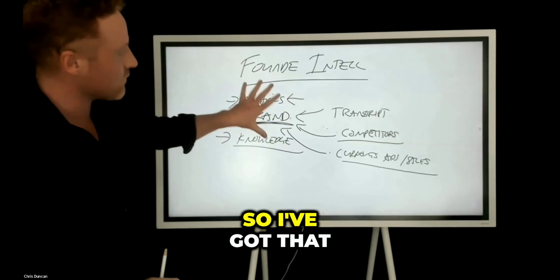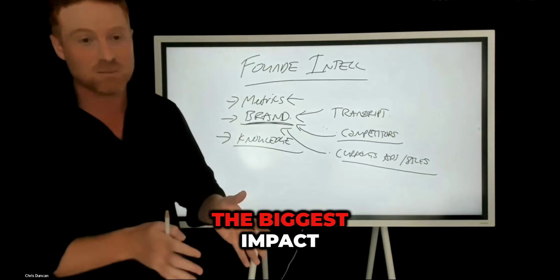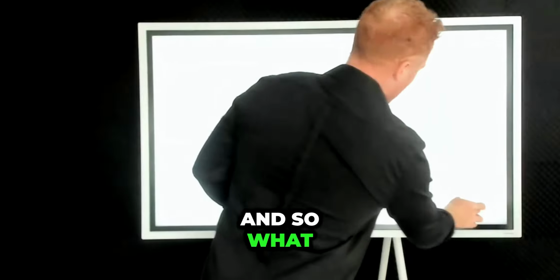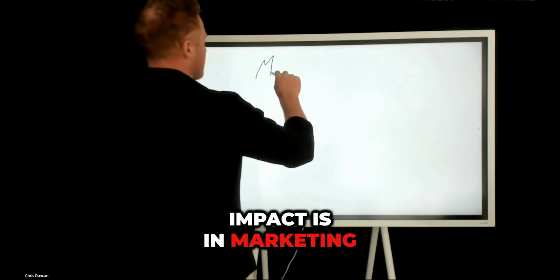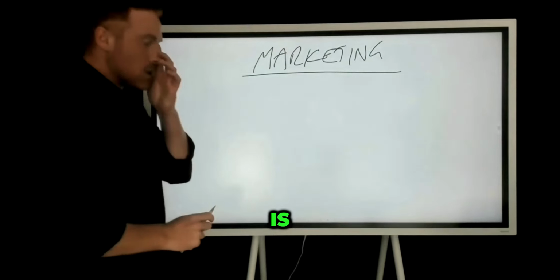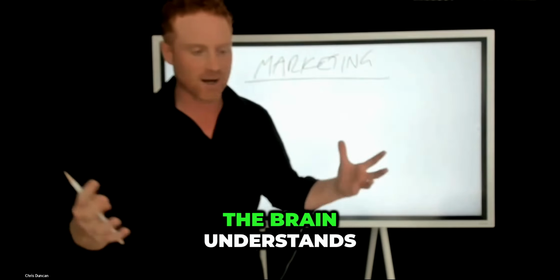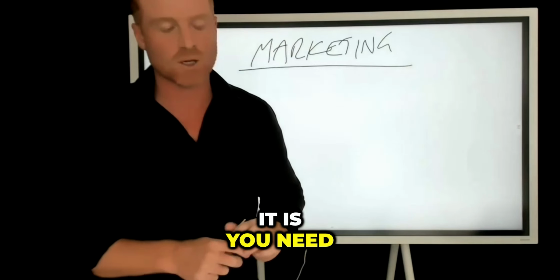And then I thought, okay, so I've got that. I've got the dashboard. What is it that I can start shipping? Where can I make the biggest impact in my business? And also, this is something you want to think about. And so what I realized is that the best place to create the biggest impact is in marketing. So the first thing is, if you understand what's happening out there in the market and you understand your brand and the brain understands the things out there, it can give you exact advice on what it is you need, okay?